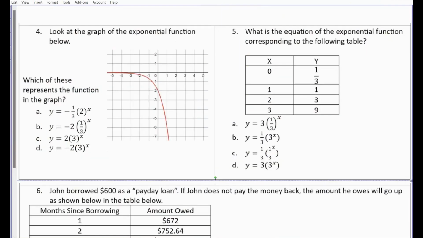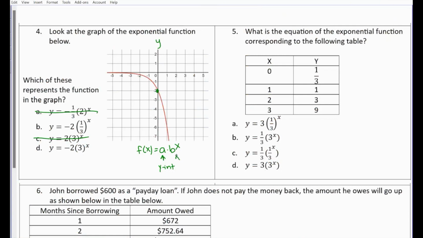Number 4. Look at the graph of the exponential function below. Which of these represents the function in the graph? Okay, so let's start by rewriting our formula so we can figure out what goes where. So we know a is our y-intercept. Let's start with our y-intercept. Our y-intercept in this case is where my graph touches the y-axis. My graph touches at negative 2. So my a should be negative 2. So I can already eliminate A, and I can eliminate C.